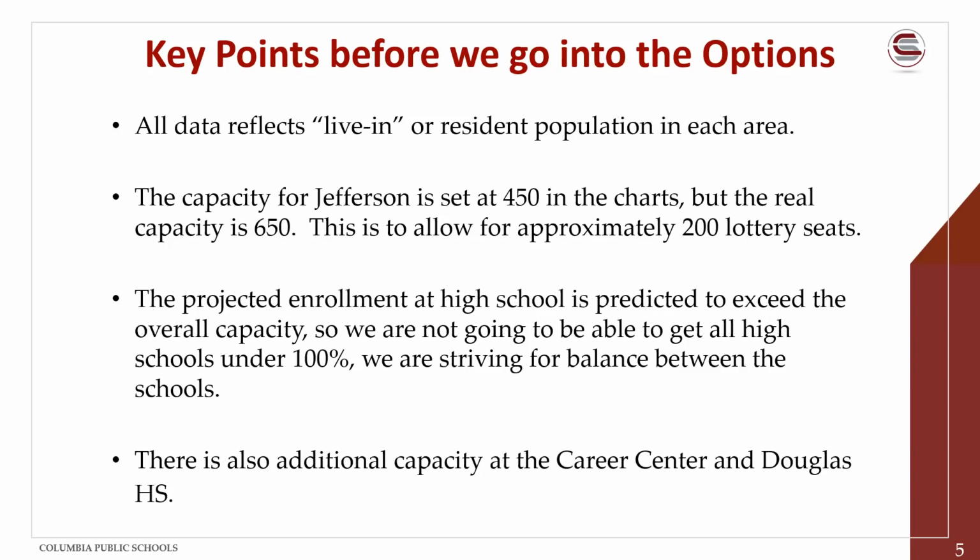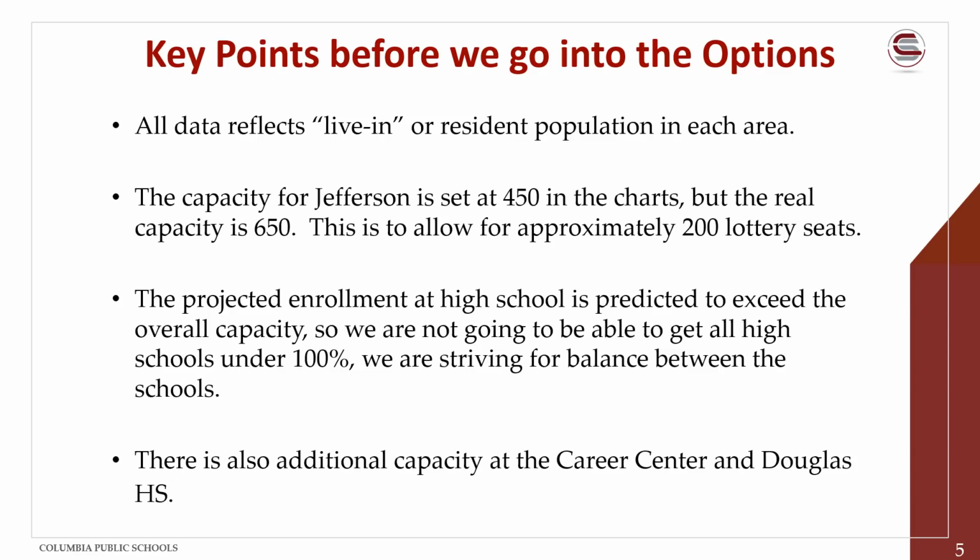The capacity we have for Jefferson is set to 450 in the charts, but the real capacity is closer to 650. This is to allow for approximately 200 lottery seats. And so as we look at those options, you may see some of the other middle schools may be a little overutilized. This is okay because we would intend that those students would be drawn into the program at Jefferson to kind of balance off that overutilization via choice.